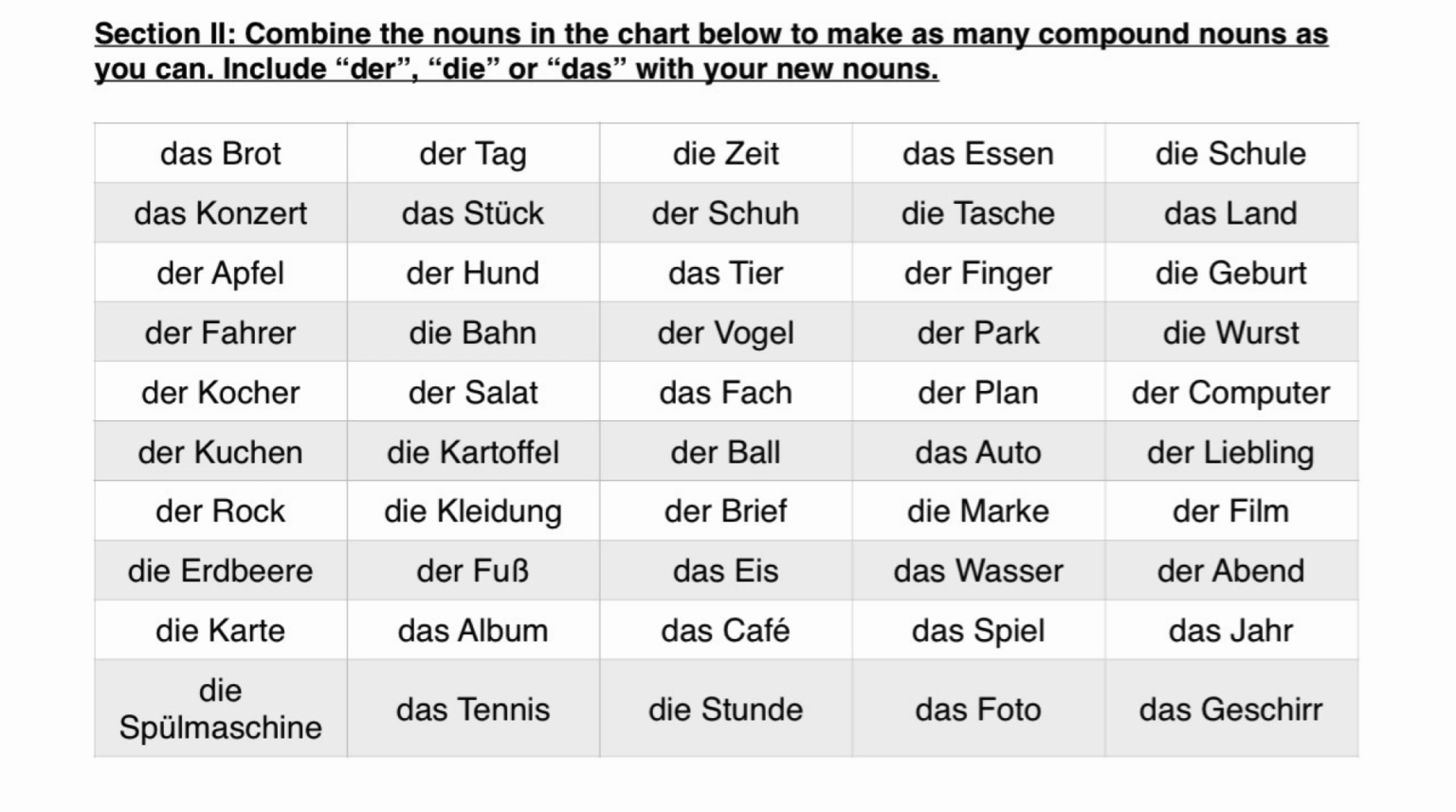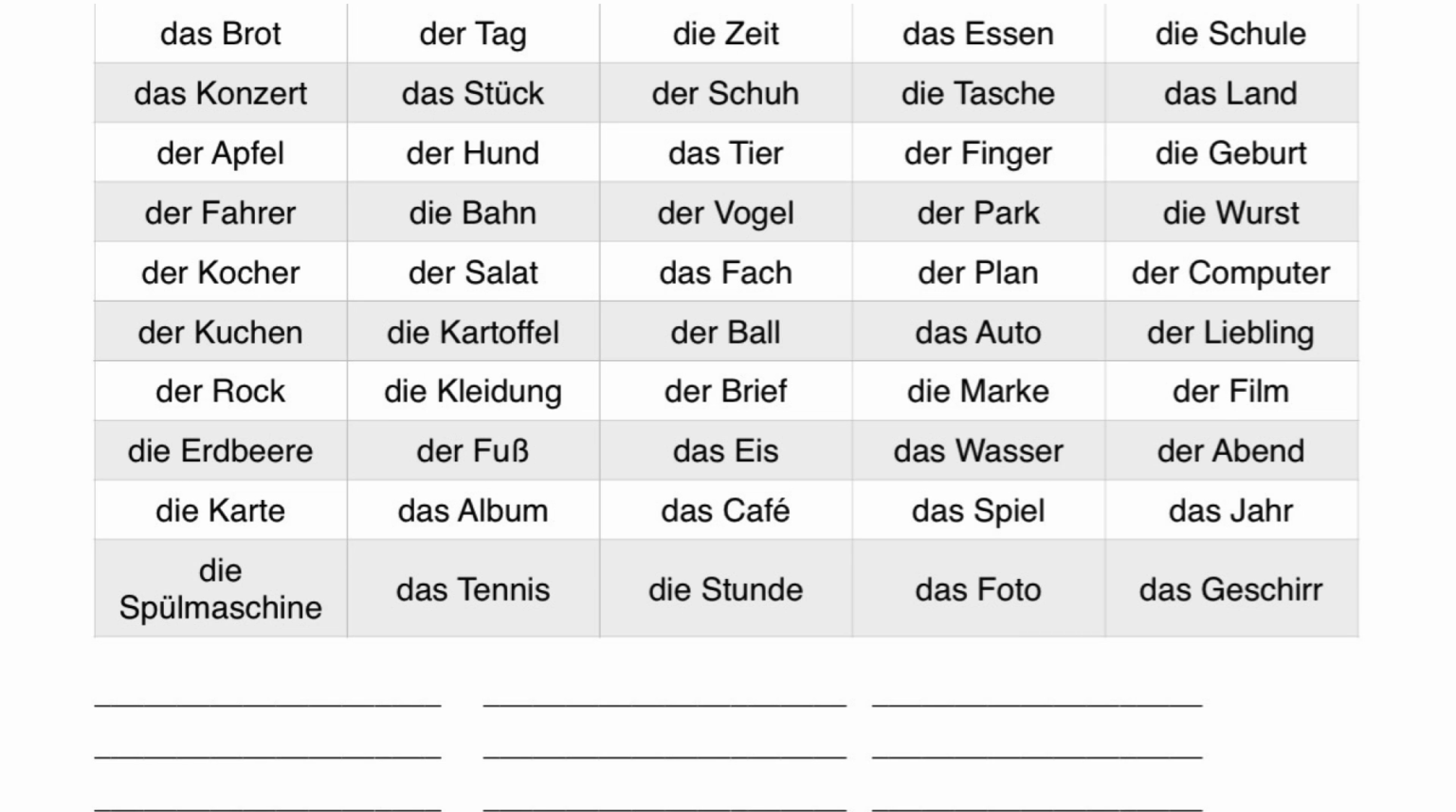In section 2, we're supposed to add words together to make compound nouns. Don't forget to change der, die, and das when it's necessary. First example here, we're going to take the word das Brot, neuter for bread, and also die Wurst, and add those two together. So we have das Wurstbrot, a sausage sandwich.